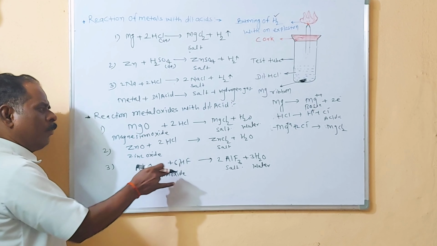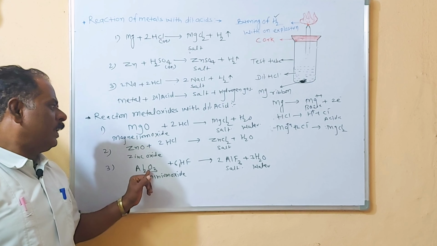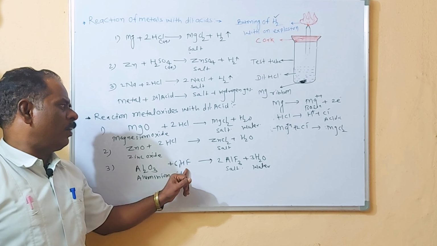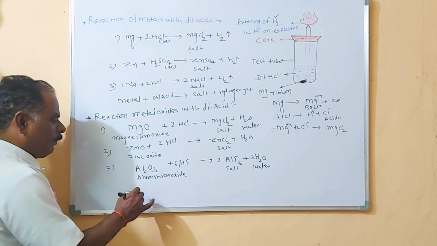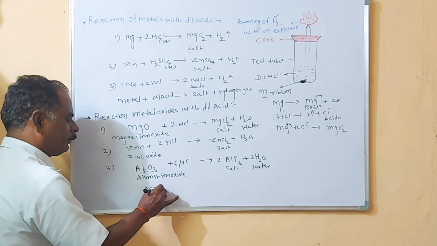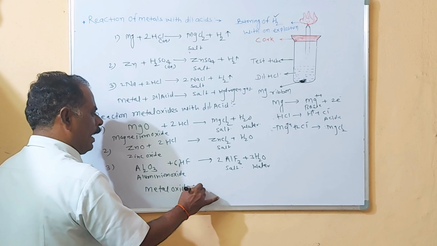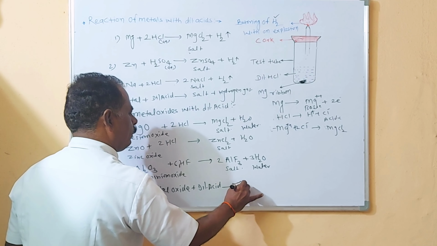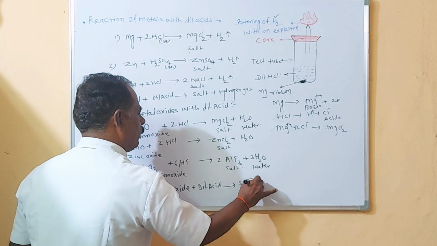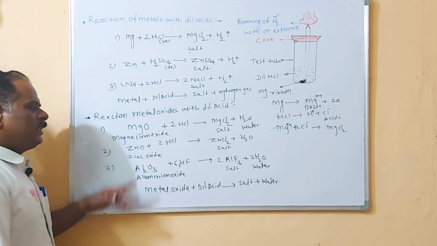You see on the blackboard carefully. In these 3 examples, what are the products? When a metal oxide reacts with any dilute acid, it forms salt and water. Therefore, how do you write the general reaction? Metal oxide reacts with dilute acid to form salt and water.